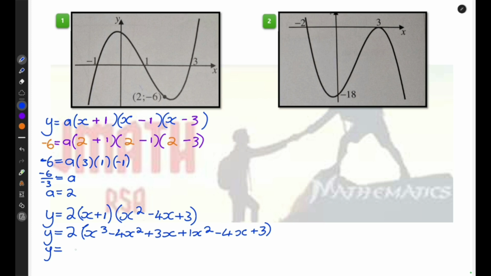So x cubed times 2 is 2x cubed. Now I'm looking at the squares. There's a -4 plus 1, that gives me -3. I need to multiply that by 2, so that's -6x squared. Then with just the x's, +3 minus 4 gives me -1, times 2 gives me -2x, and then for the last one, 2 times 3 gives me +6. And there I got the equation of that graph.